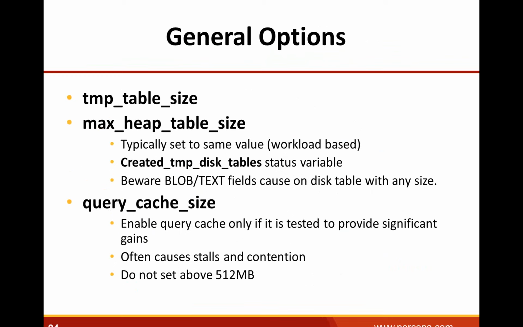The next variables to talk about are tmp table size and max heap table size. Typically, those variables are set to the same value and used to constrain how large an internal temporary table can be created in memory. If MySQL needs more space to run a complicated query, it will create the temporary table on disk instead, right, which will be lower performance.